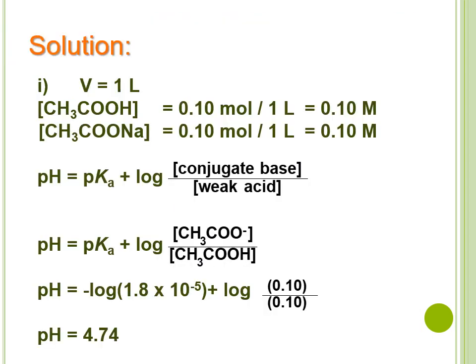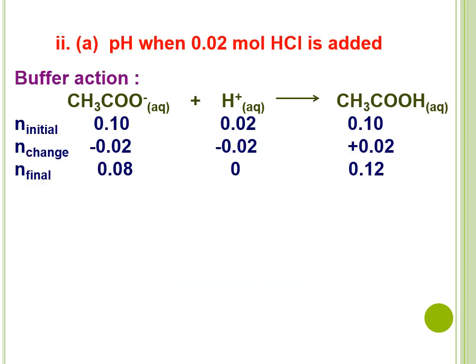Firstly, we find the concentration of acetic acid and sodium acetate. And then we insert the values in the formula. We want to get the pH. So Ka is 1.8 times 10 to the power of negative 5. The concentration is 0.1 and 0.1. We get 4.74.